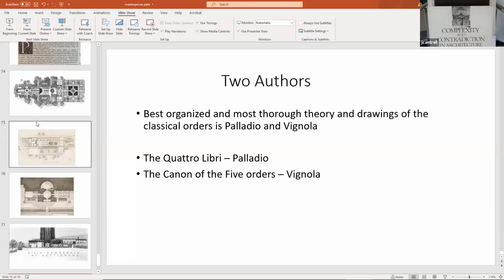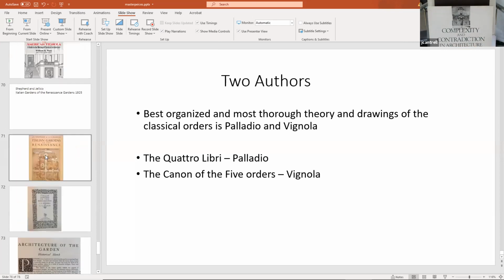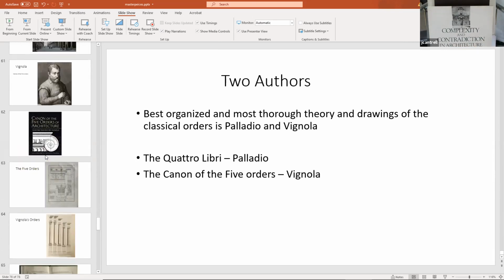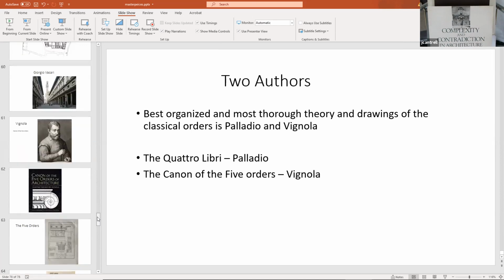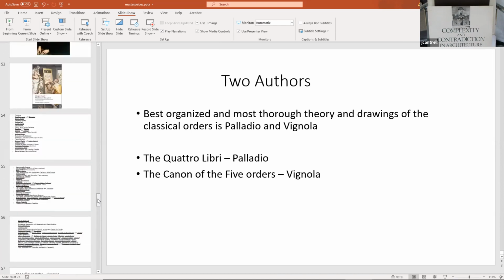But anyway, what's interesting, I think, is that architecture is full of contradictions and complexity. Of course it is.